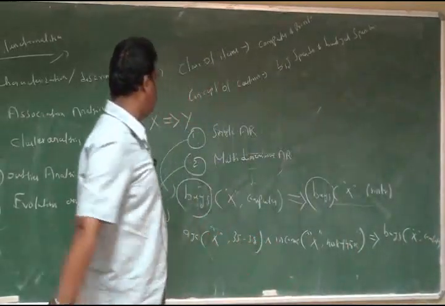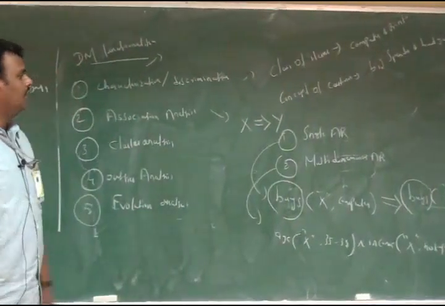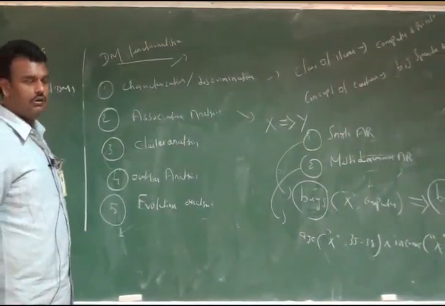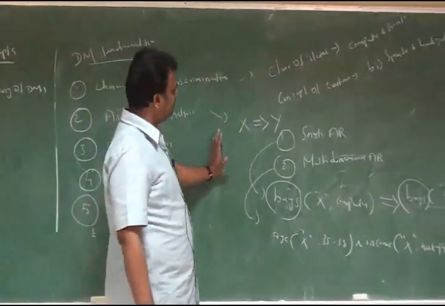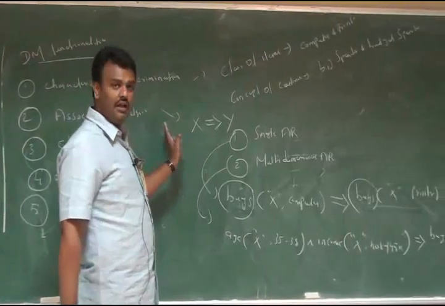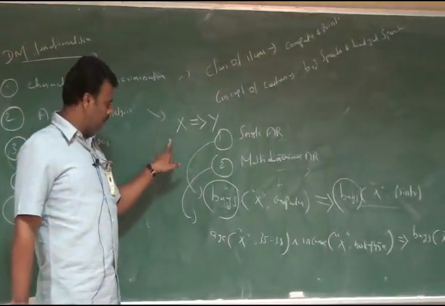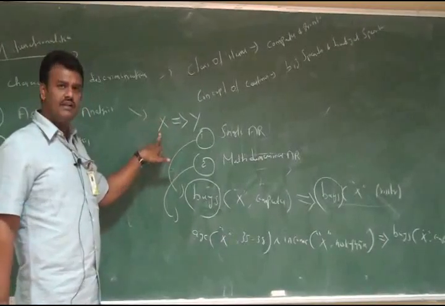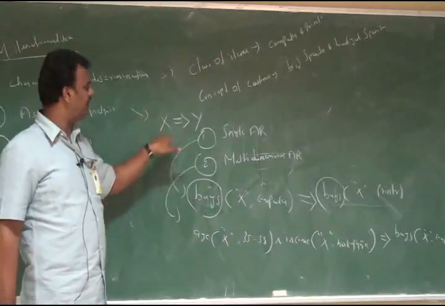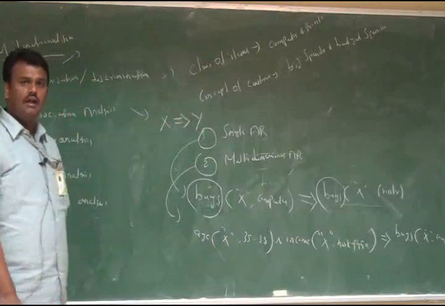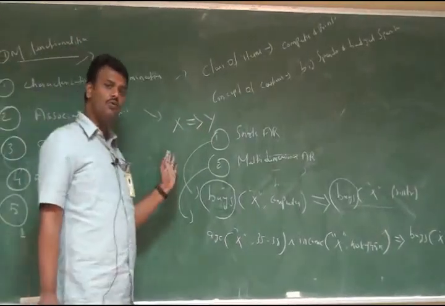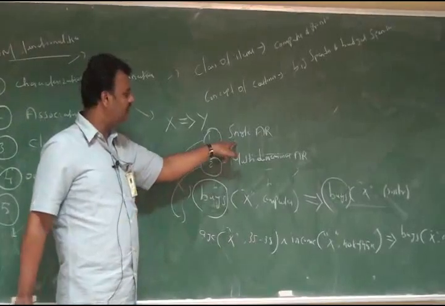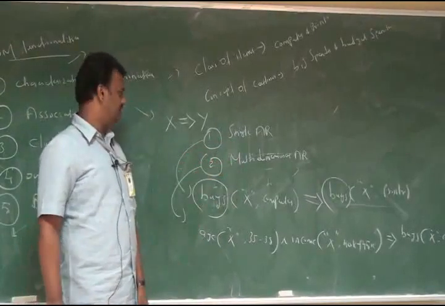This is called the multi-dimensional association rule. What do you mean by association rule? The association rule is a discovery of association. Association analysis is the discovery of association rules, that is X tends to Y. The database tuples that satisfy the condition in X are also likely to satisfy the condition in Y, which is called the association rule. What are the two types of association rule? Single association rule and multi-dimensional association rule.